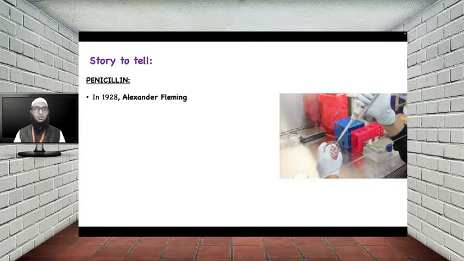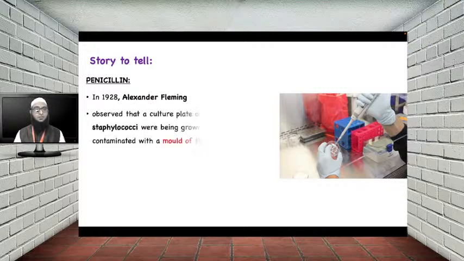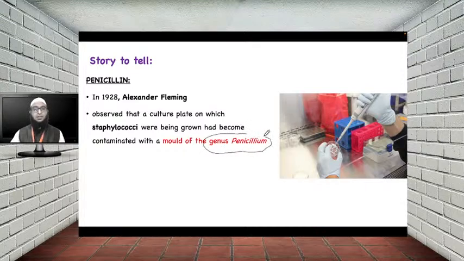In 1928, the scientist named Alexander Fleming observed that the culture plate on which staphylococci were being grown had become contaminated with mold of the genus Penicillium. So he had grown the staphylococci in the culture plate, and there was a mold of genus Penicillium contaminating it.